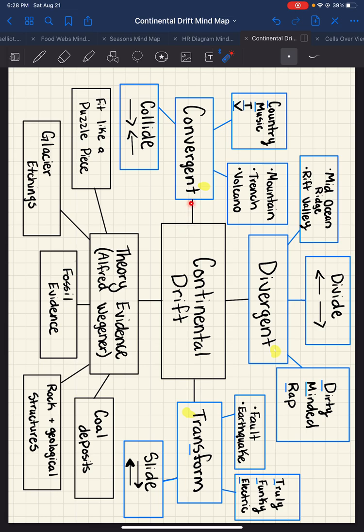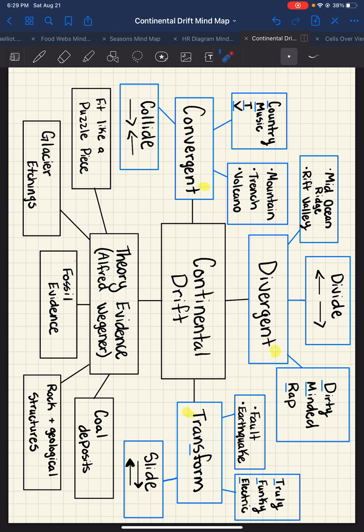So we will first start at convergent. Convergent boundaries collide, meaning this is when 2 plate tectonics run into each other and create certain landforms. So the earth is colliding at this point. When the earth collides, it creates mountains, trenches, and volcanoes.